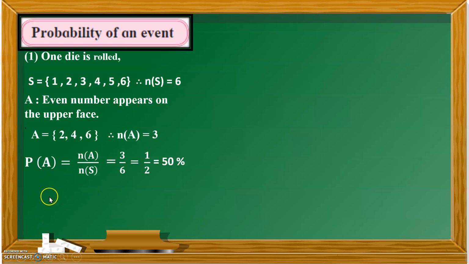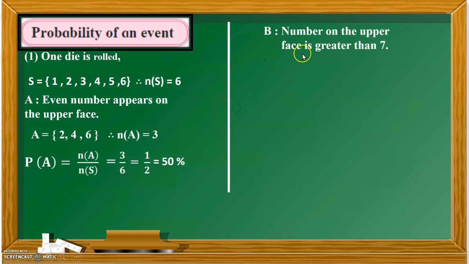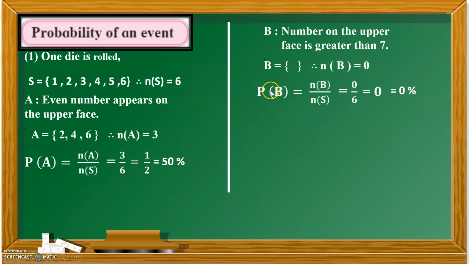Let us take the next event, that is number on the upper face is greater than 7. So there is no number which is greater than 7 here. So what will B contain? It will contain nothing. So B will be an empty set. Therefore, N of B will be equal to 0. So how will we find probability of B? That is, P of B will be N of B upon N of S, which is equal to 0 upon 6 equal to 0, which is 0%.